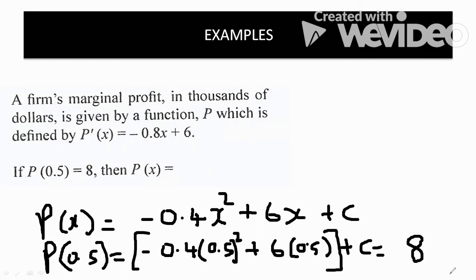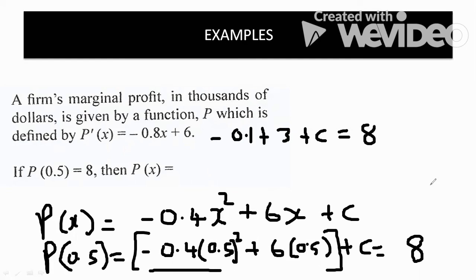0.5 squared is 0.25. 0.25 times negative 0.4 is negative 0.1. So all of this right here is negative 0.1. Now 6 times a half is 3, plus c is equal to 8.